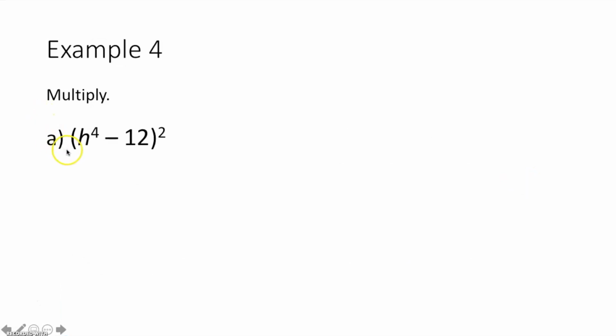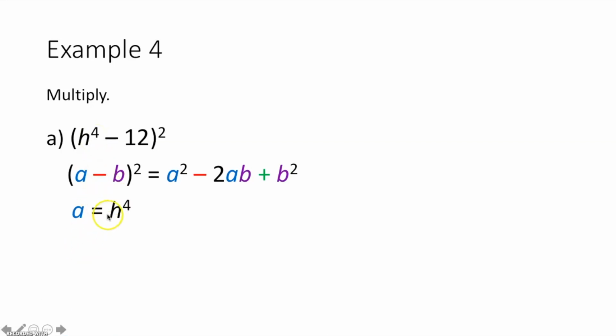Example 4, doing the same thing. We have a binomial that's being squared. Therefore, it's going to create a perfect square trinomial. Since it's a difference, we use that formula. Here, our a value is now going to be h to the 4th power. Okay, these are getting a little tougher. So a is equal to h to the 4th. b is going to be 12. So we're going to plug in h to the 4th anywhere you see an a, and we're going to plug a 12 in anywhere you see a b.